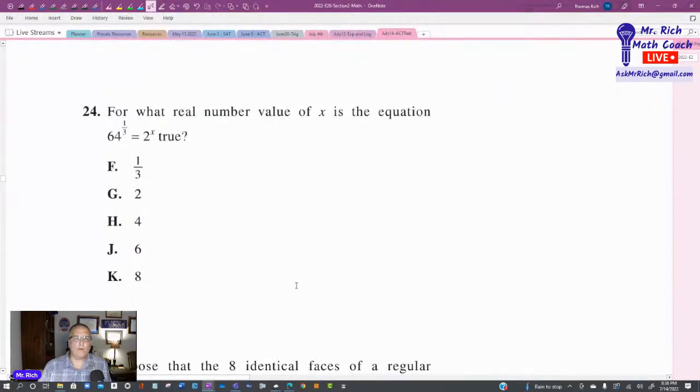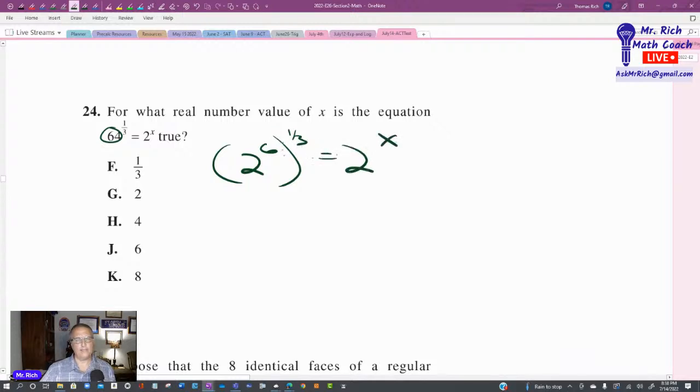24. For what real value of x is the equation 64 to the 1/3 equal to 2 to the x true? I am going to change 64 into a power of 2. So it would be 2 to the 6th raised to the 1/3 is equal to 2 to the x. I'm multiplying those. That would be 2 squared equals 2 to the x. It looks like 2 is my answer.